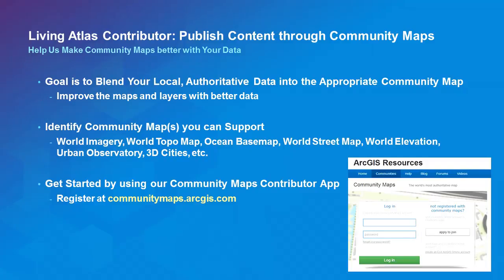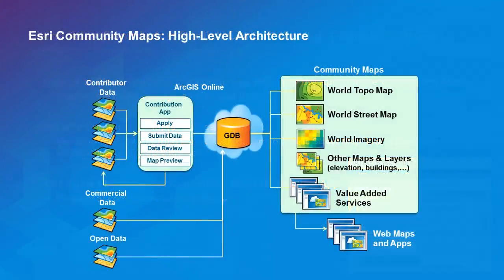So there's a number of these. I've listed some here, like our world imagery map, our world topographic map, our ocean-based map, and a few others that we'll talk about later that you could participate in. And we have, like we do for the Living Atlas, a contributor app for community maps that you can get to at communitymaps.arcgis.com. And Seth will show kind of how that works here in a minute.